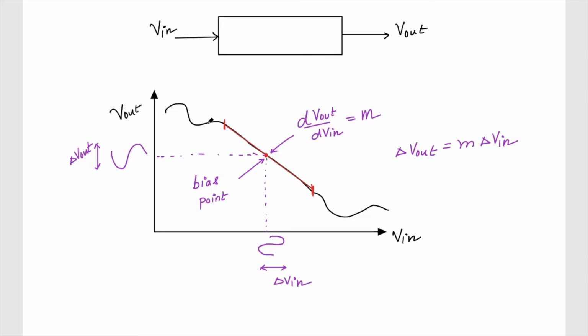And of course here we have to make sure that my input is restricted from this point to this point, right? If it goes out of this point, then this approximation will not hold, because you can see here this is a non-linear region, right? It cannot be approximated with a straight line. Similarly, I have to make sure that my output is not going beyond this range. Okay, so this is what we are supposed to make sure when we are doing the small signal analysis.